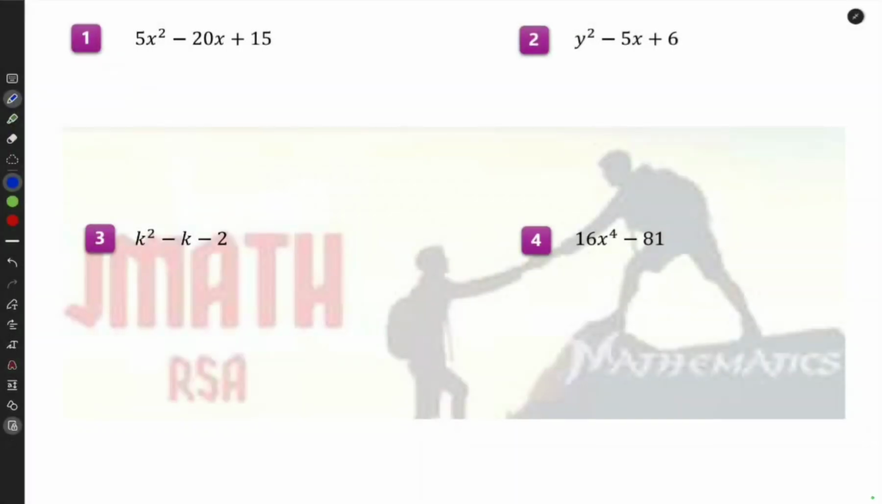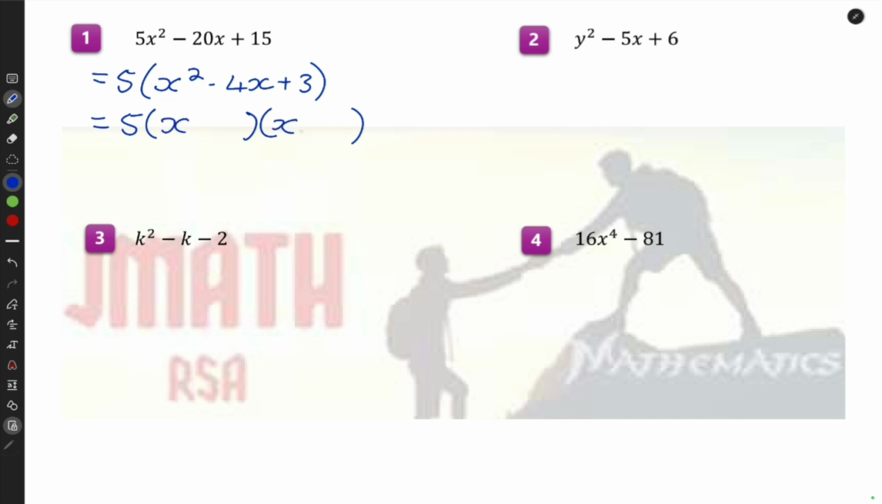Question 1, I'm sitting with a trinomial, but before I do the trinomial, I'm going to take out a common factor. So I'm going to take out a 5, and that will leave me with x squared minus 4x plus 3. In this case, the 5, and then my 2 brackets. So this would be an x and x. And with 3, there's only one factor pair. I know it's 3 times 1, and I need to give both brackets a minus.